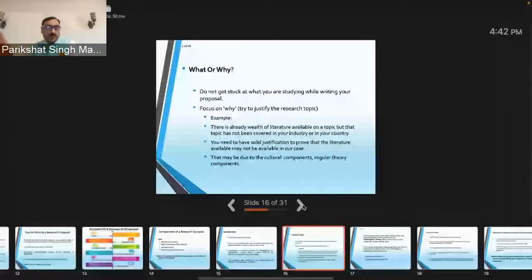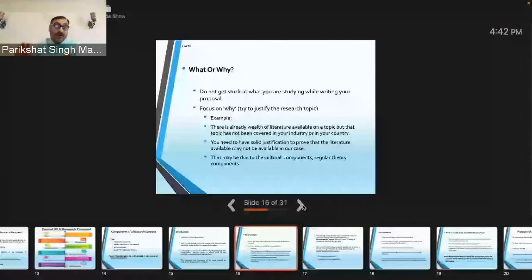If you're not able to focus on these two important things, then people don't usually get convinced by your work. Just getting stuck with the what of your research is not the only important aspect. You also have to work on the why of your project. If you keep writing only about what you are studying in your research proposal, it will not be sufficient to convince other people.